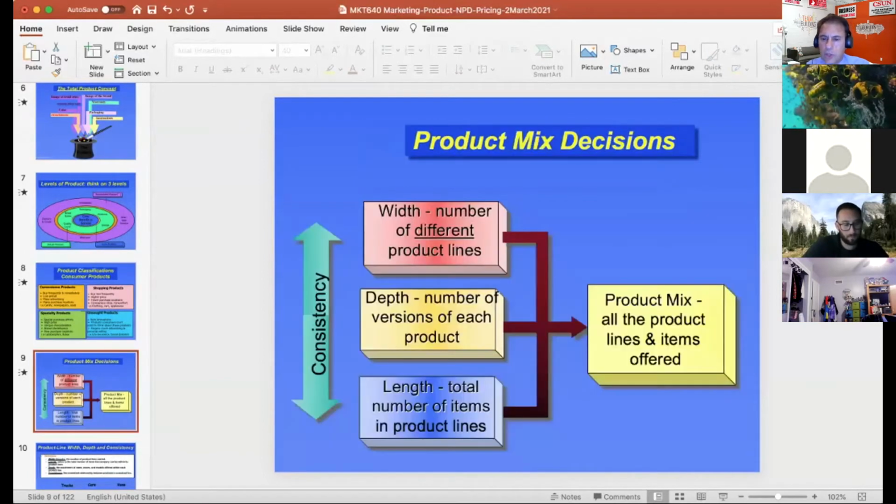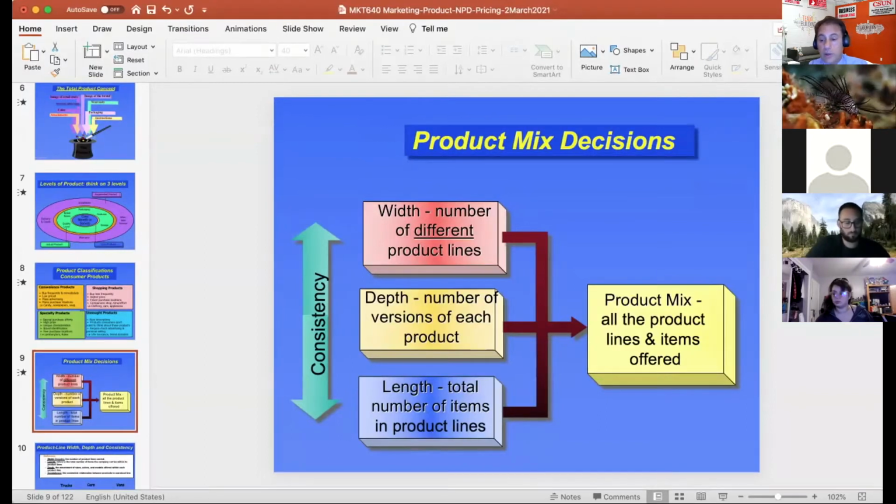Product mix decisions is the fact that you have to think about how many products you have and how many variations of the products you need to create. Those variations are going to be important, and it's going to be a question about the variation in terms of different categories of products or variation within each category of products, and then the number of products you will have in your portfolio.